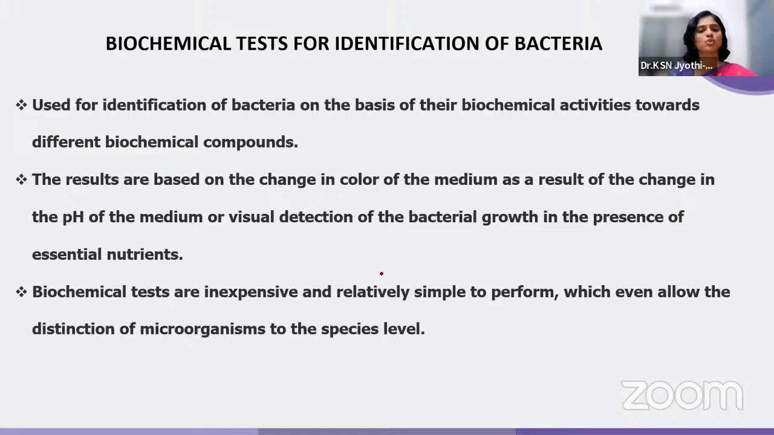So here, the results that you are observing are either based on the change in color of the medium, because there is a change in the pH. That is, there is a product that is the outcome of a particular chemical reaction. When that product is released into the broth, it will change the pH, resulting in a change of color. Or I can visually detect the bacterial growth with the help of essential nutrients. That means a particular nutrient is provided. For example, I'm doing a particular sugar alcohol test, or let's say a lactose broth test. Only those bacteria which have an ability to utilize this particular nutrient will be able to grow in the presence of that essential nutrient.